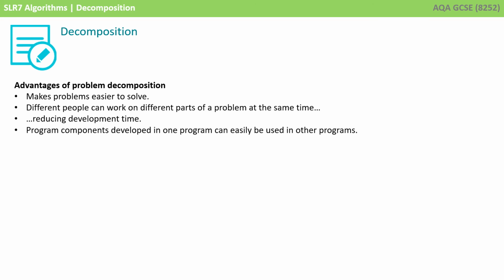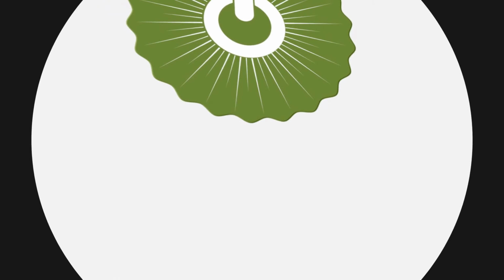In our computer game, you might have some artists working on the graphics. You may have a special effects team that's able to work on the particle effects, and you may have an audio team working on the sound. You also have program components developed in one program that can then be easily used in other programs, making future iterations of the game much easier and quicker to develop.